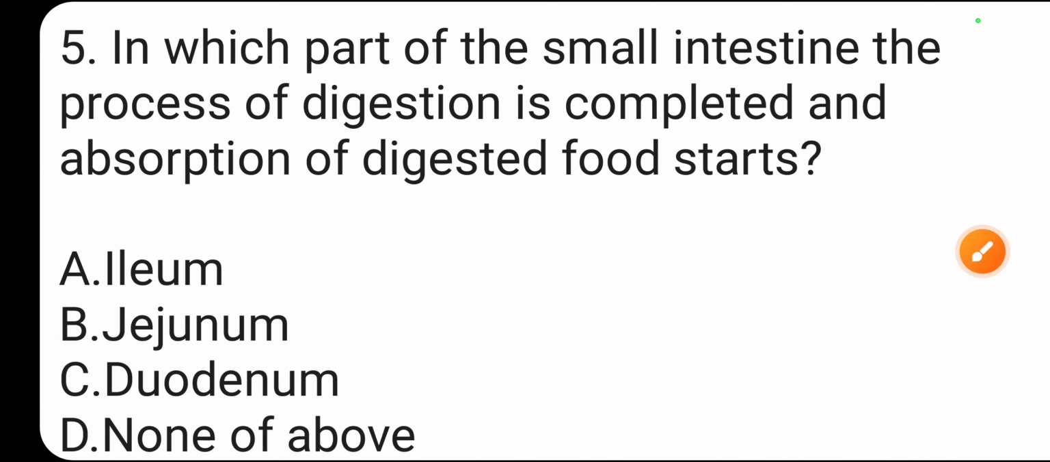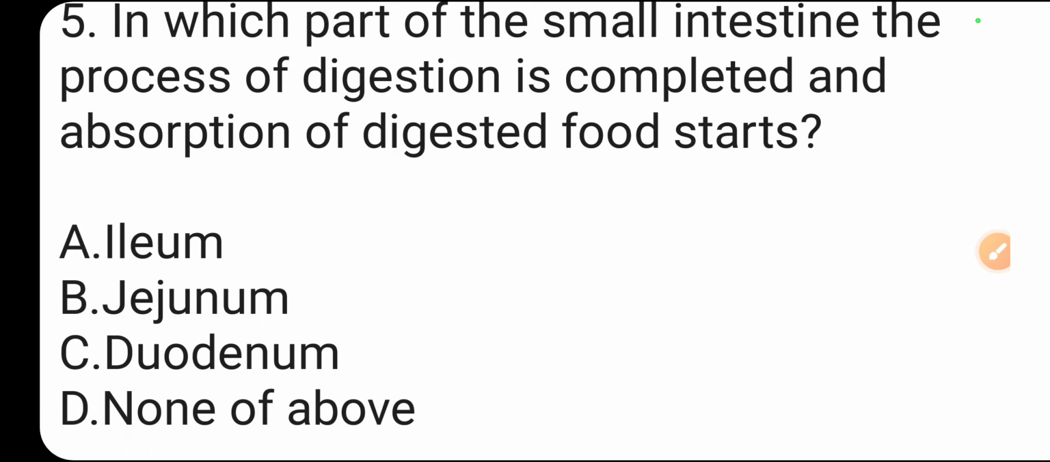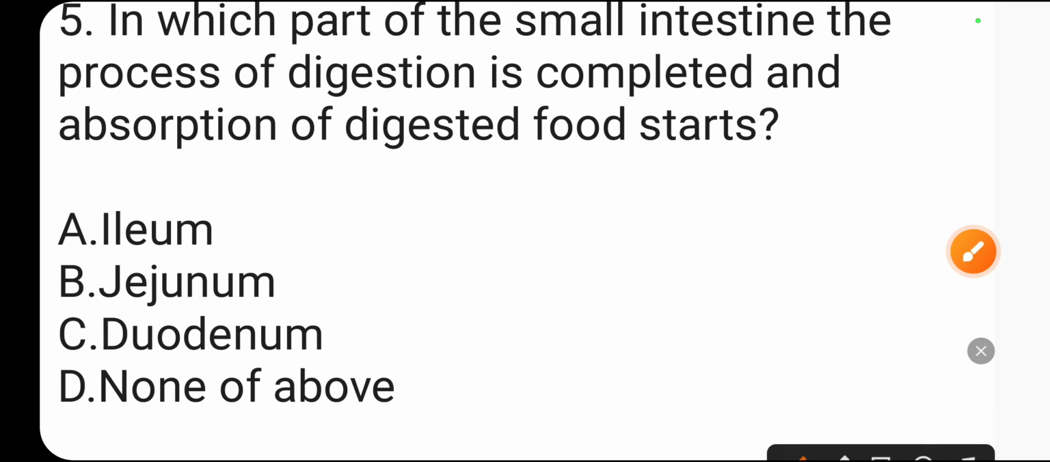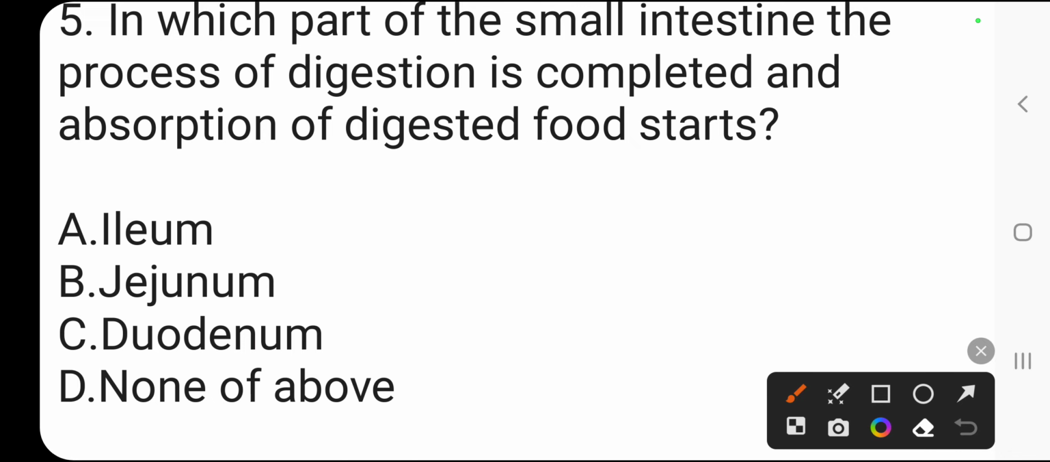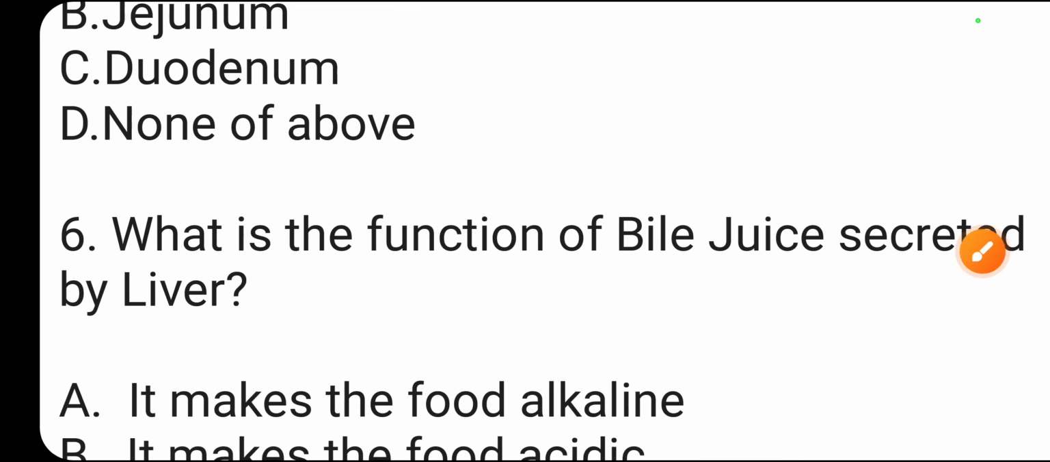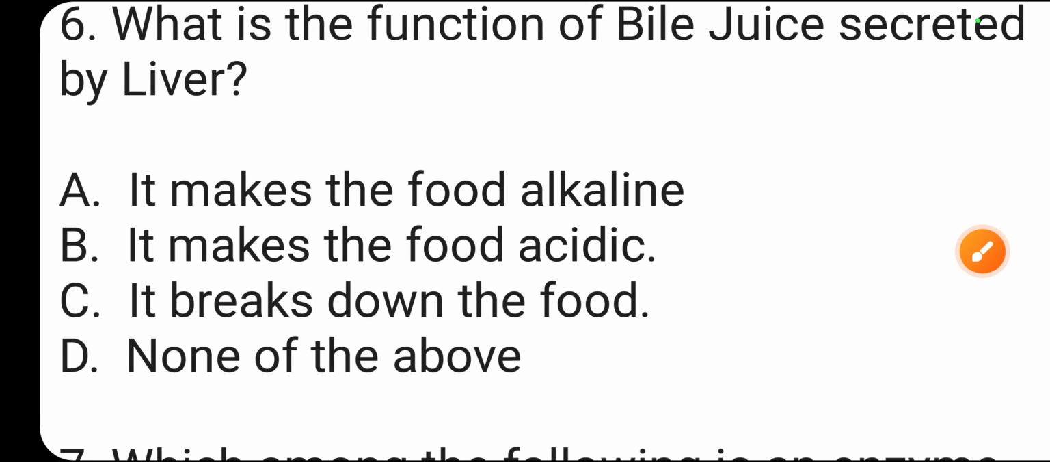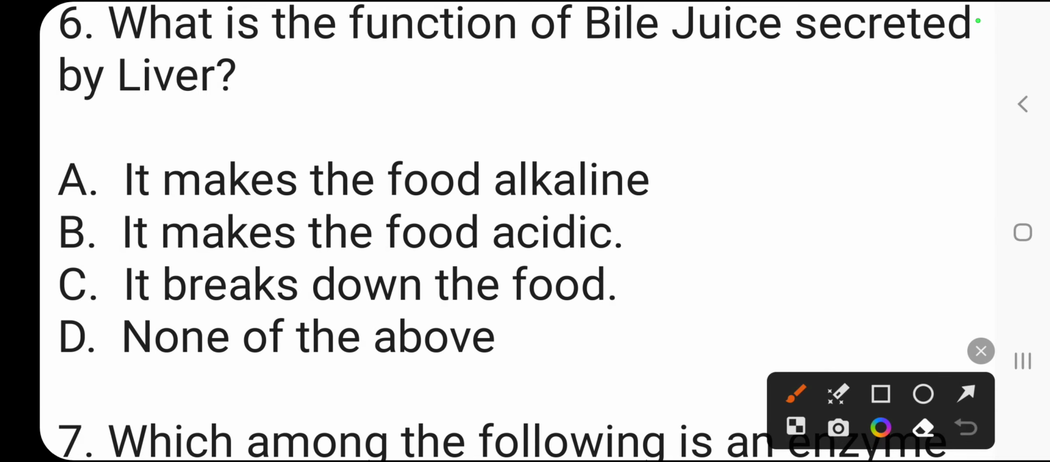Next, in which part of the small intestine is the process of digestion completed and absorption of digested food starts? The digestion process is completed and absorption starts in the jejunum, B. Next, what is the function of bile juice secreted by the liver? The function of bile juice is that it makes the food alkaline, A.